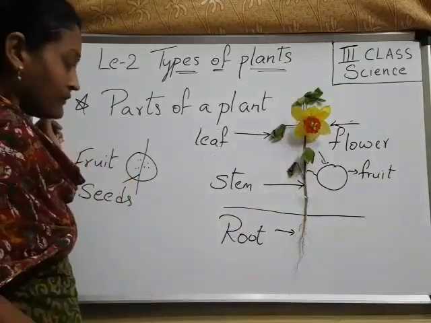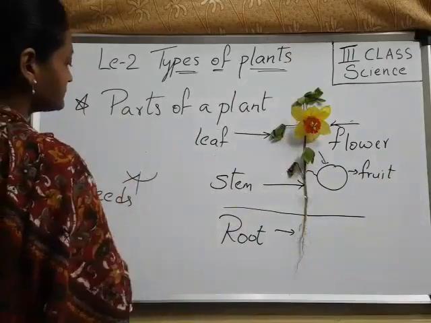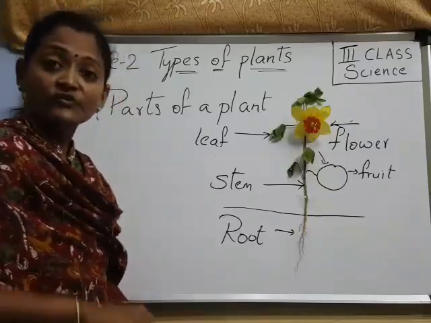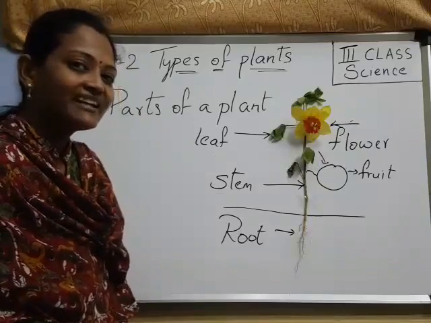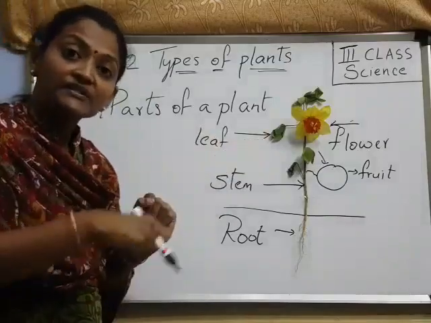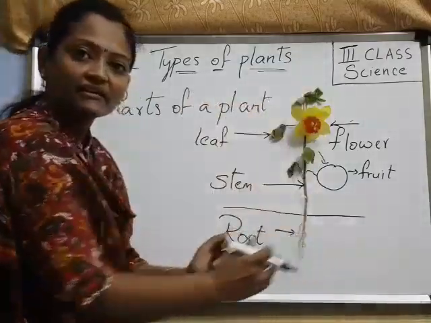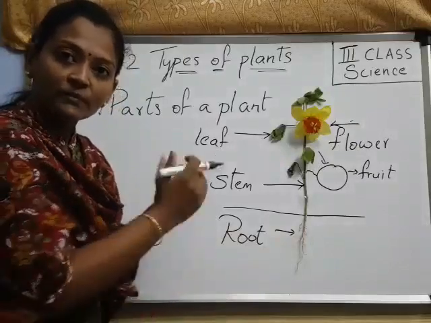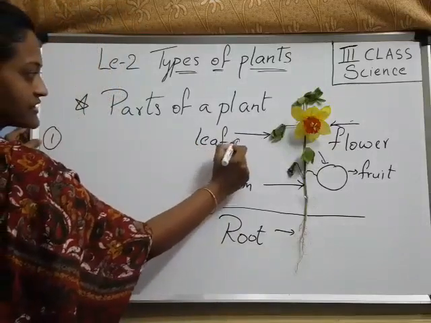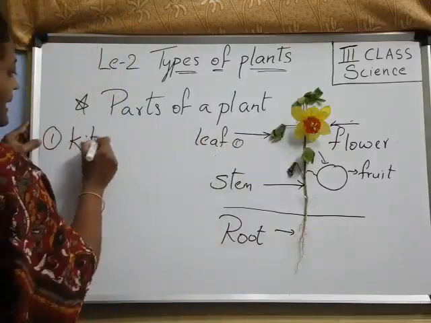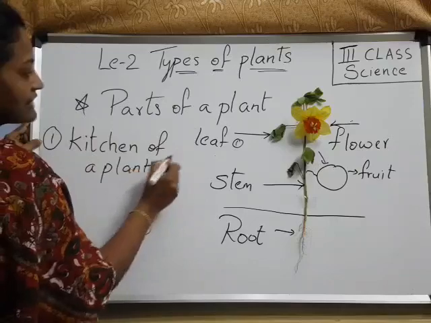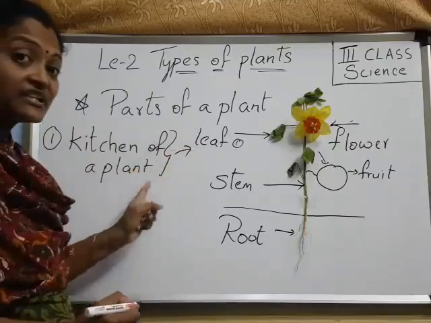One by one. First, coming to the leaf. Do you know, children, your mother cooks food. Where does she cook, tell me? In your house? In the kitchen, right? Like that, the leaf prepares food for the whole plant. Which one is preparing food for the whole plant? Leaf. So, the first one I am saying is the leaf. It is the kitchen of the plant. Which one is the kitchen? Nothing but the leaf. The leaf is the kitchen of the plant.